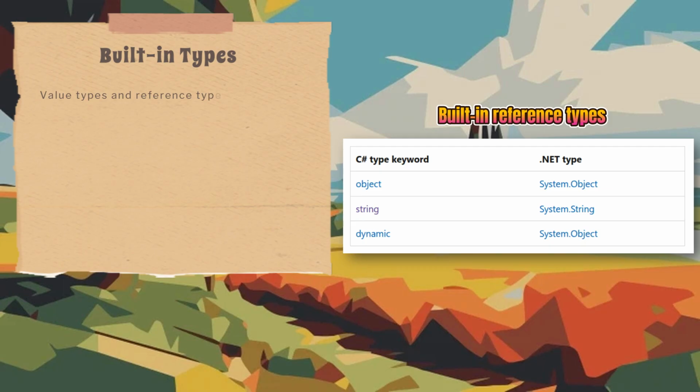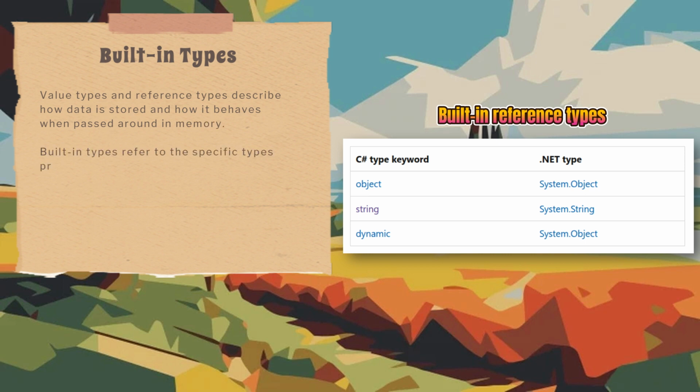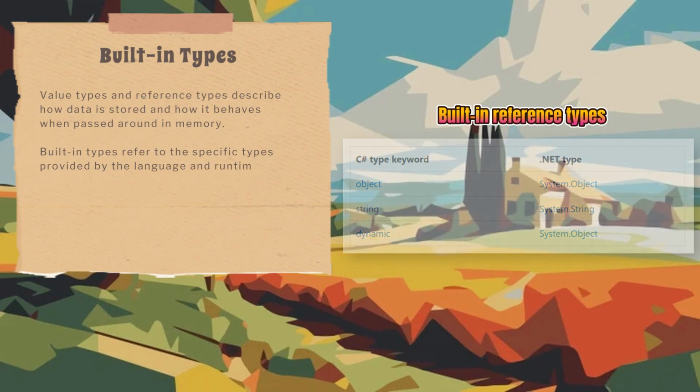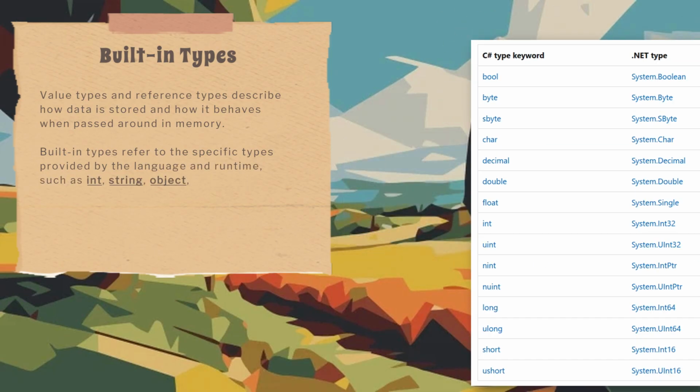Value types and reference types describe how data is stored and how it behaves when passed around in memory. Built-in types refer to the specific types provided by the language and runtime, such as int, string, object, etc.